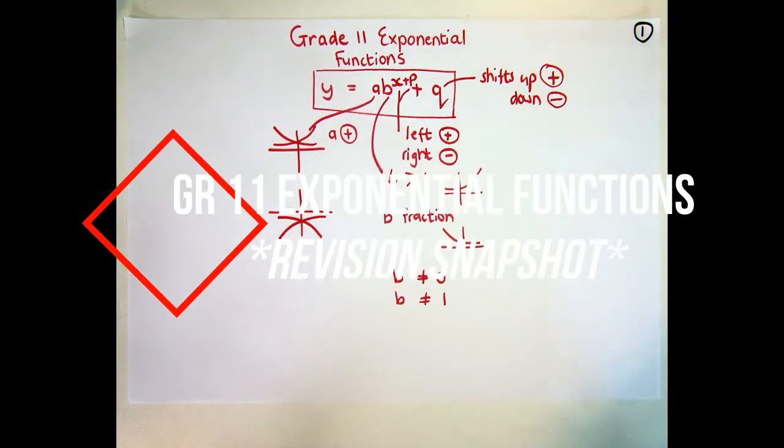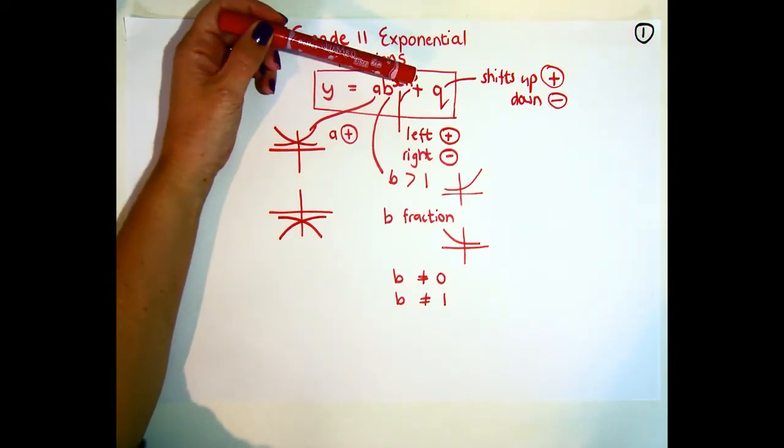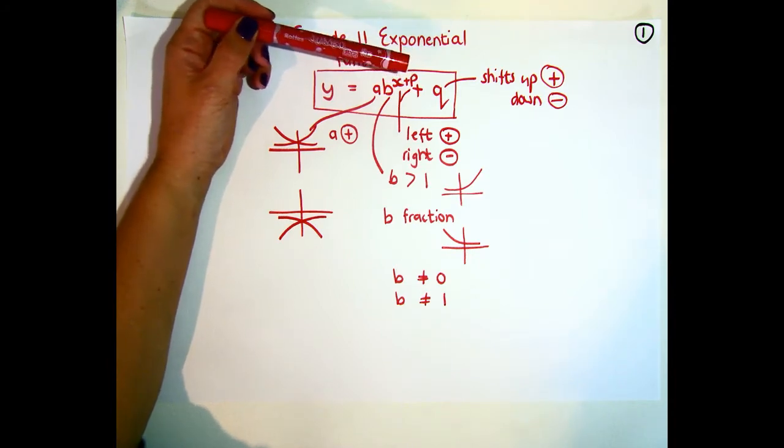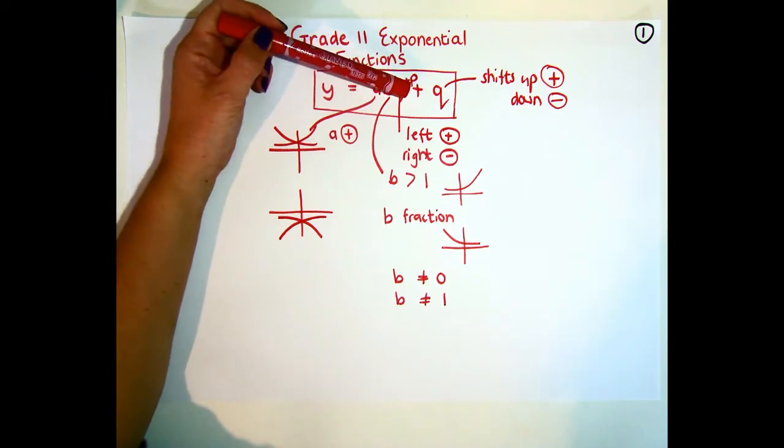The only thing that has changed since we did grade 10 exponential functions is that p-value over there. So that means that the graph is going to shift to the right for ones that are negative and to the left for ones that are positive. Remember, that's a counterintuitive shift for most of us.